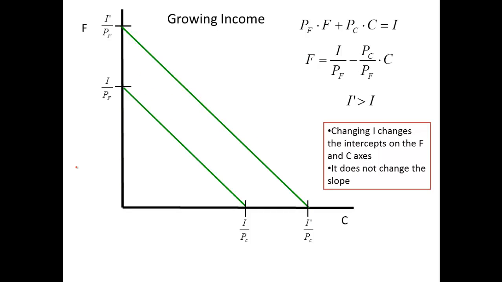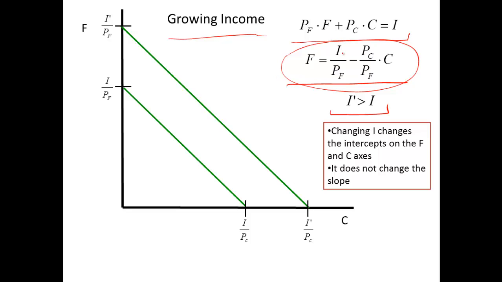Let's talk now about what happens to the budget constraint if income changes. Once again, we have the budget constraint written out generally like this. Putting it in slope-intercept form, it looks like this. Suppose we have some level of income I prime that's bigger than the level of income I. How does changing from I to I prime change this expression for the budget constraint? Well, the only thing that changes is this term right here. The slope doesn't change, but the intercept changes.